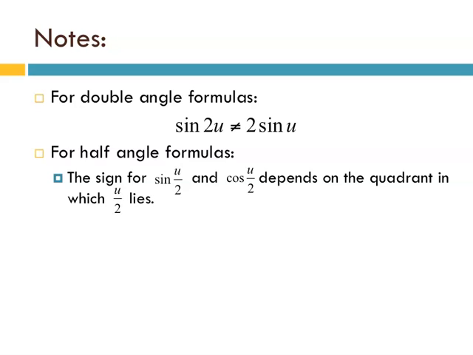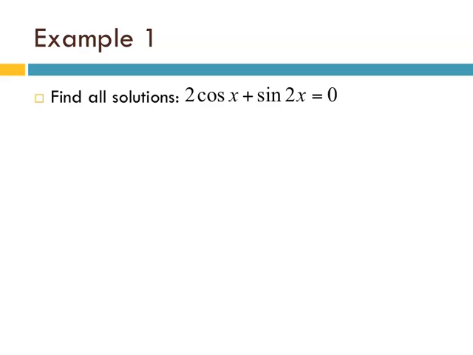Let's take a look at some examples. Find all solutions for this. 2 cosine of x plus sine of 2x is equal to 0. Okay, so we see sine of 2x in there. We know we won't be able to solve this unless we are able to factor it somehow, or if we can get everything down to just one function. So since we can't really do anything with the cosine of x there, we'll go ahead and use the double angle formula for sine of 2x.